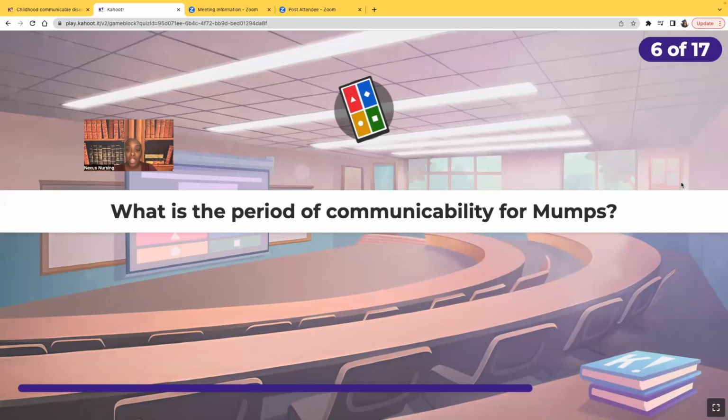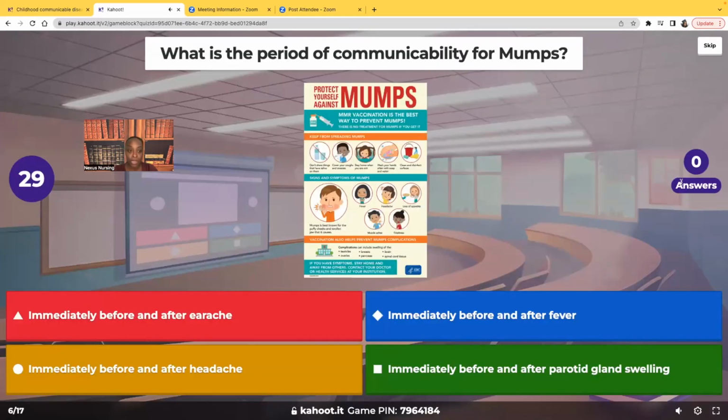What is the period of communicability for mumps? Is it immediately before and after the earache? Is it immediately before and after fever? Is it immediately before and after headache? Or is it immediately before and after the parotid gland swelling? What is the period of communicability for mumps?